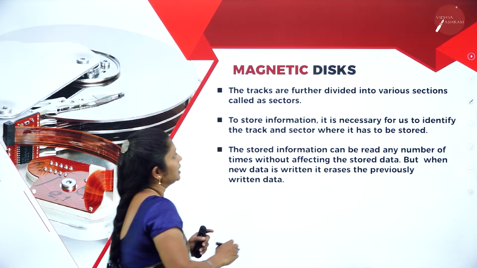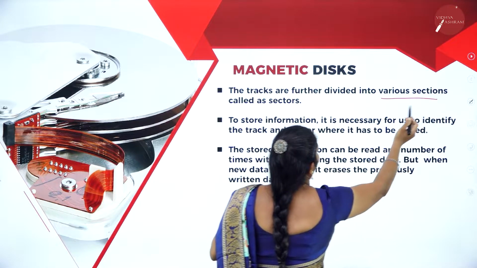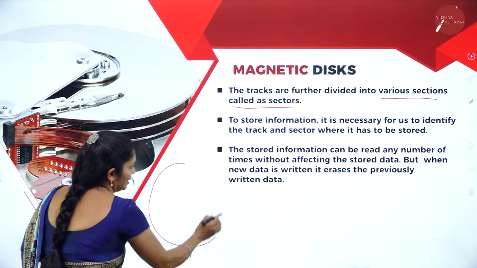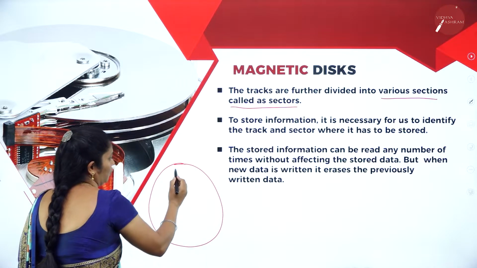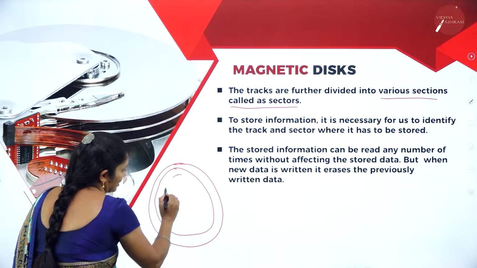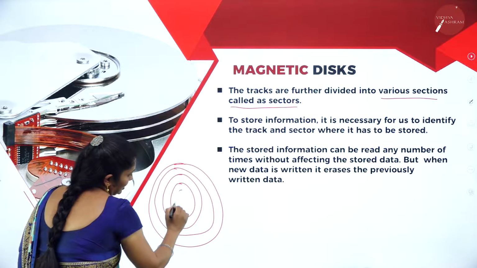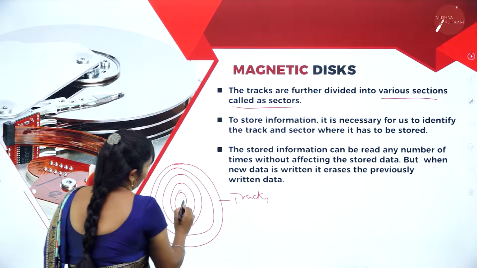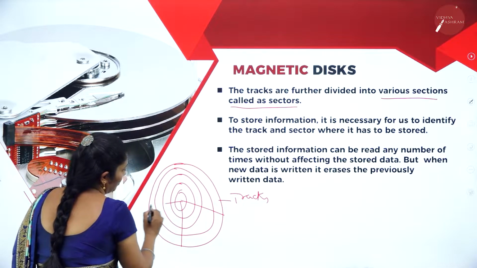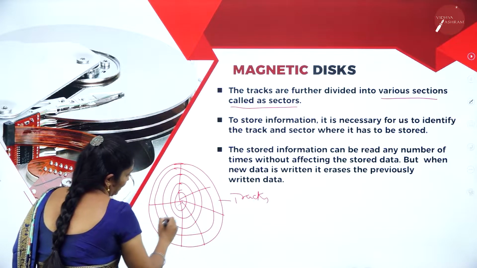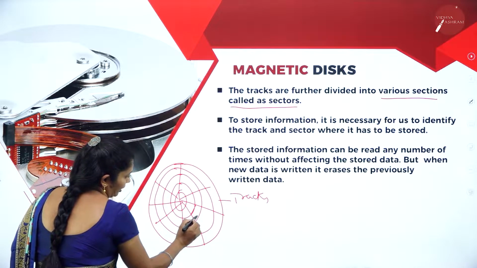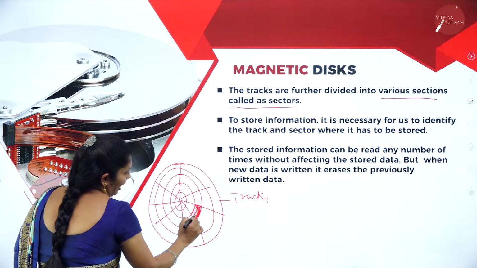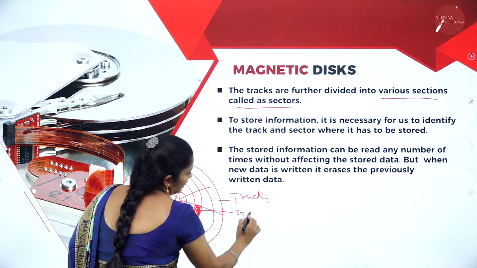Whereas the magnetic disk is further divided into various sections called sectors. Already I told you, this is the plastic plate in concentric format. Each circle can be called a track. And here, once again, it is divided into a number of sections. Each of these sections, each point, we call a sector. Each one is one sector.